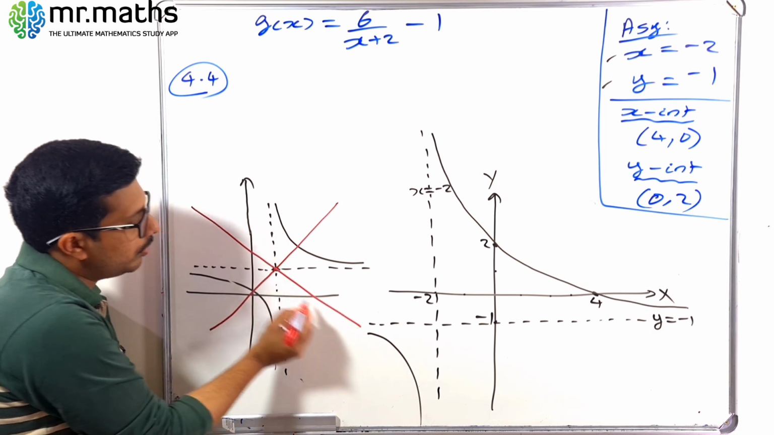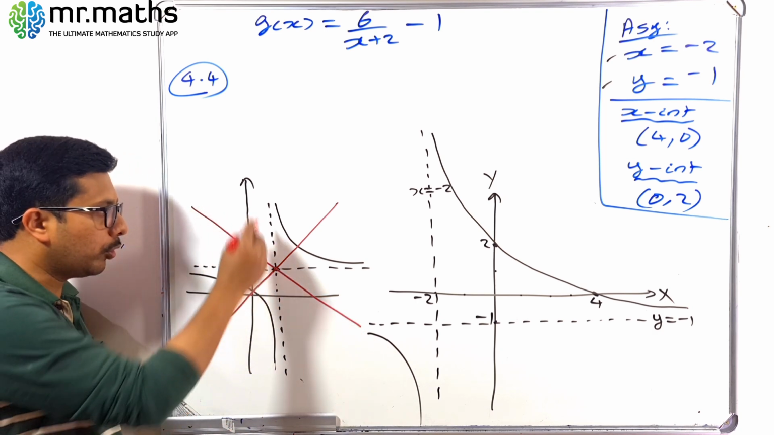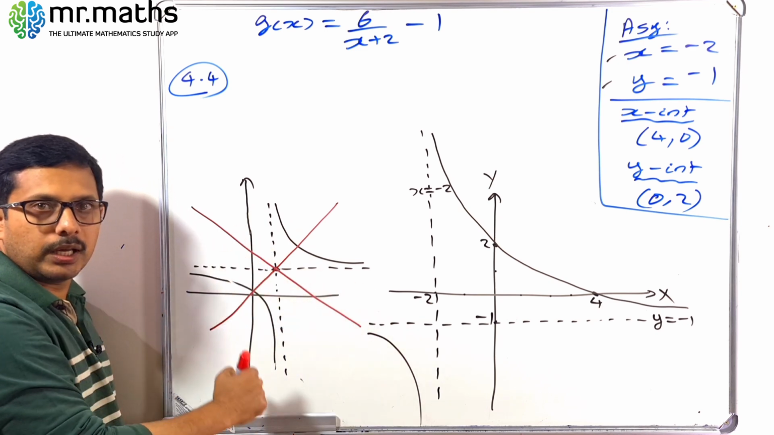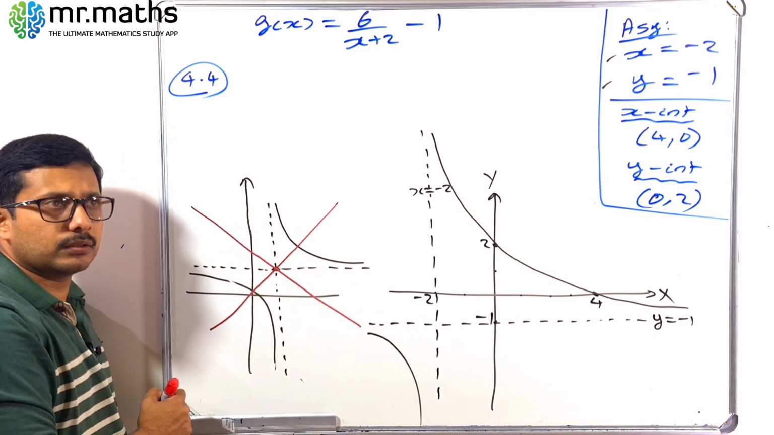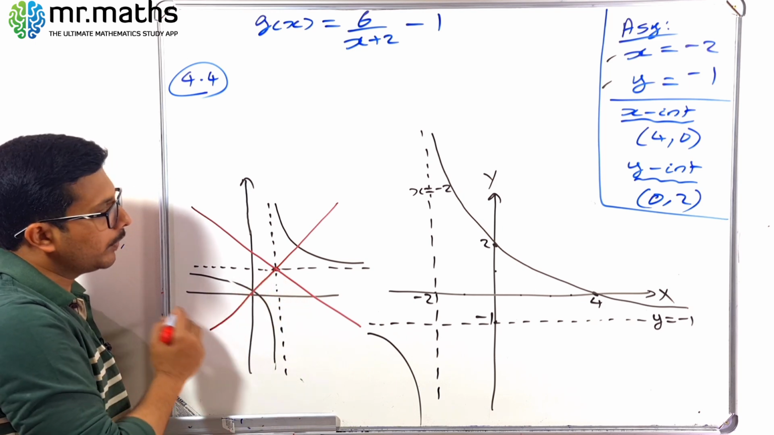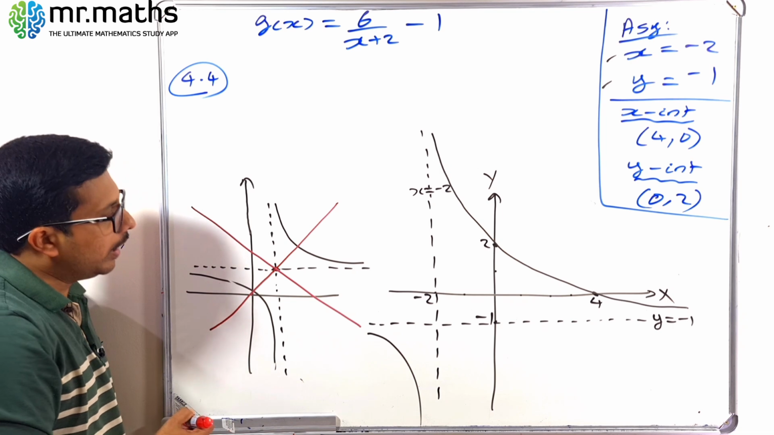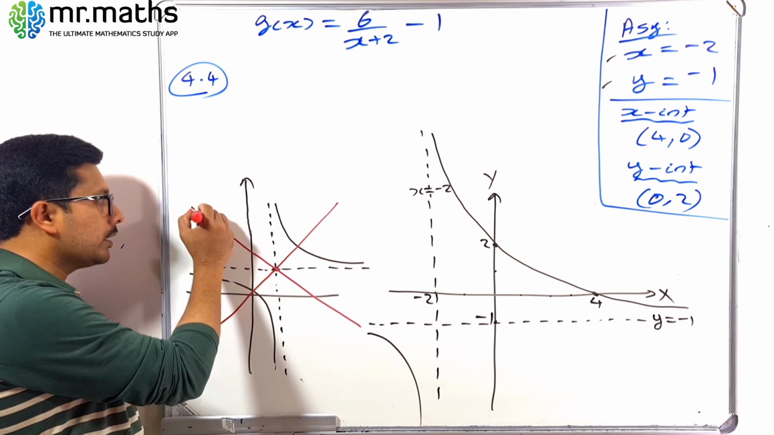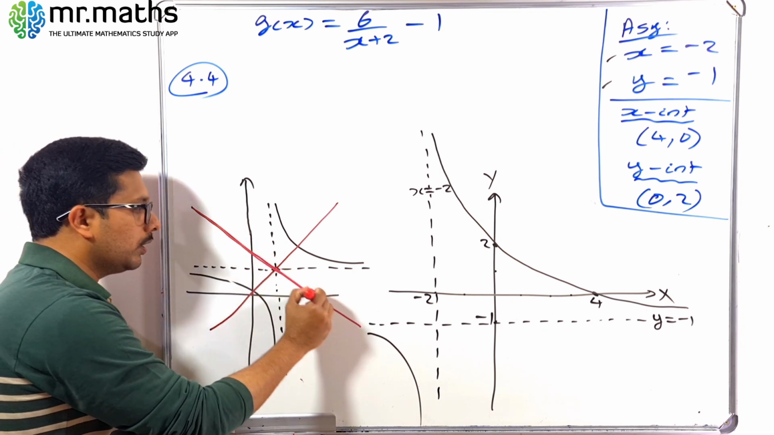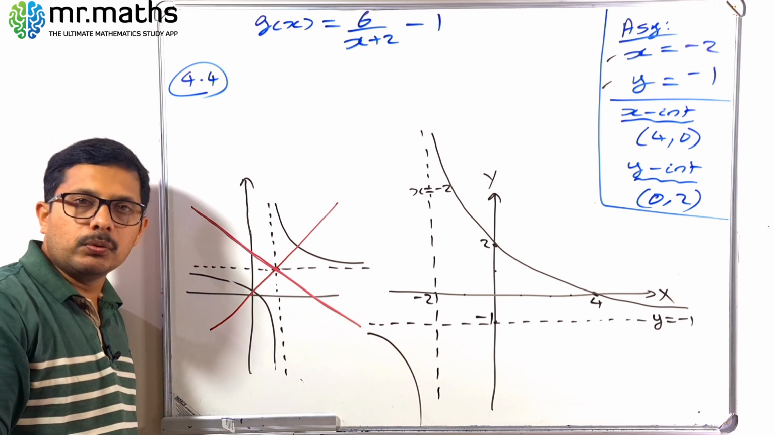That line of symmetry, you can see, is passing through the point of intersection of the asymptotes. So this is another line of symmetry or axis of symmetry. And this one you can see that it is decreasing. So this is the line of symmetry having negative gradient.